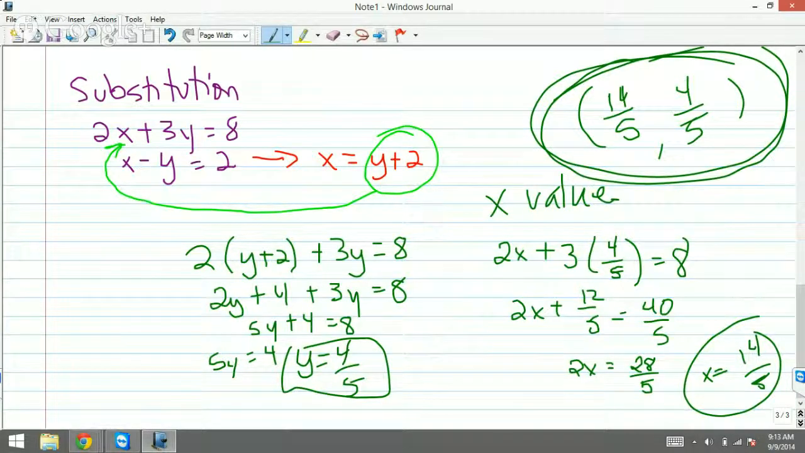All right, so that's your example. Let me show you what it looks like to have consistent and dependent.